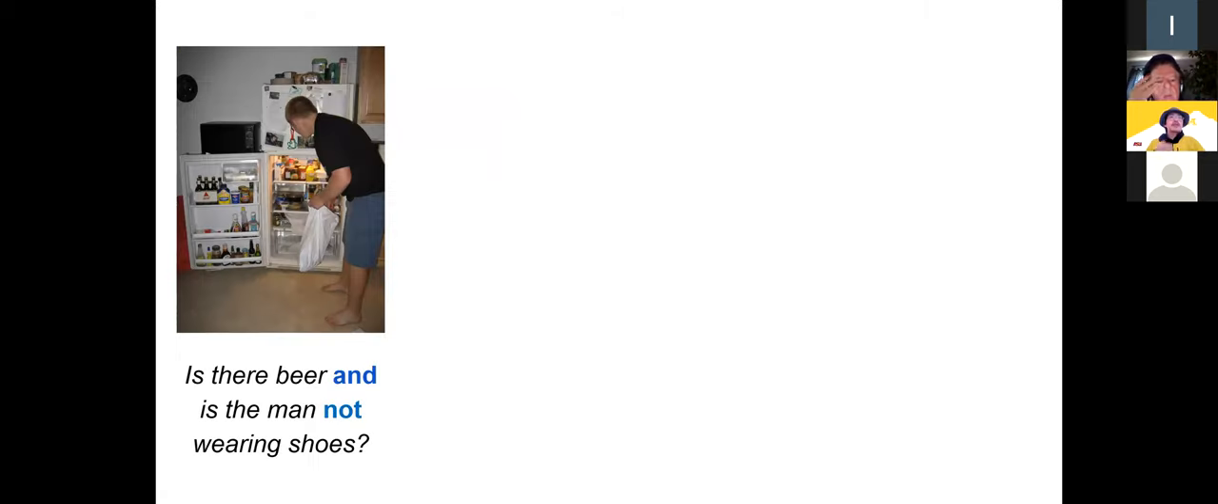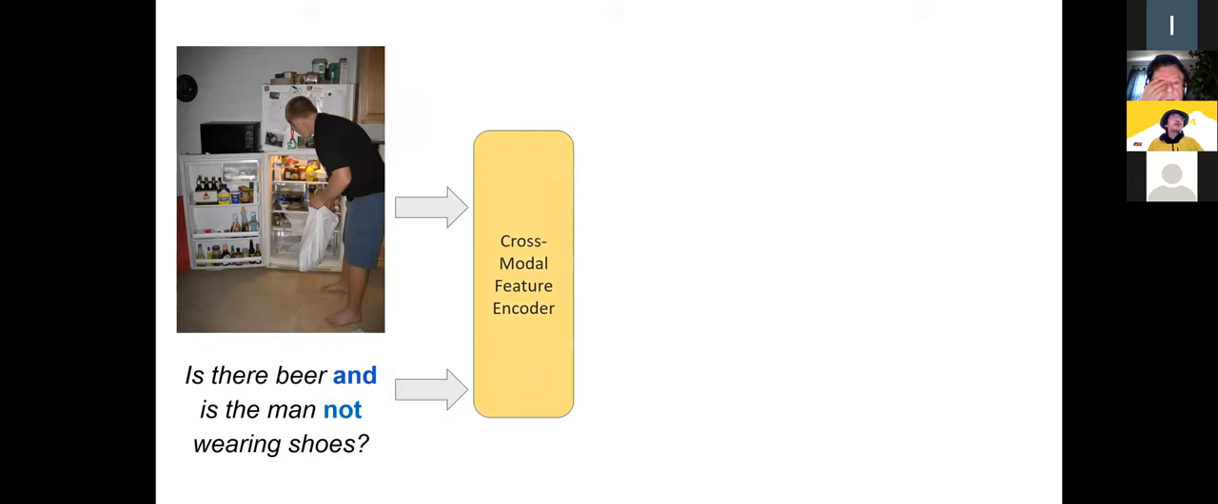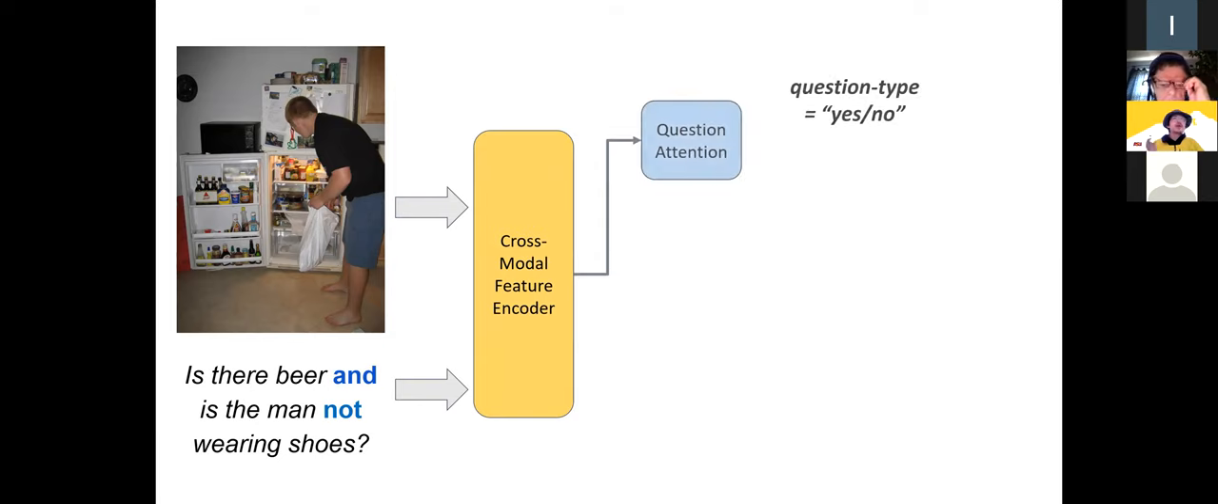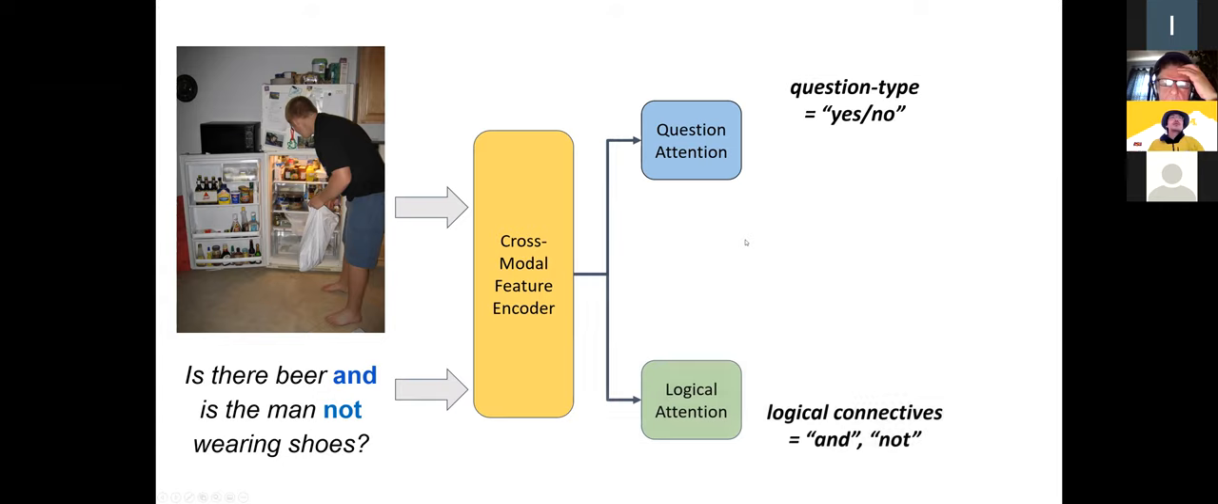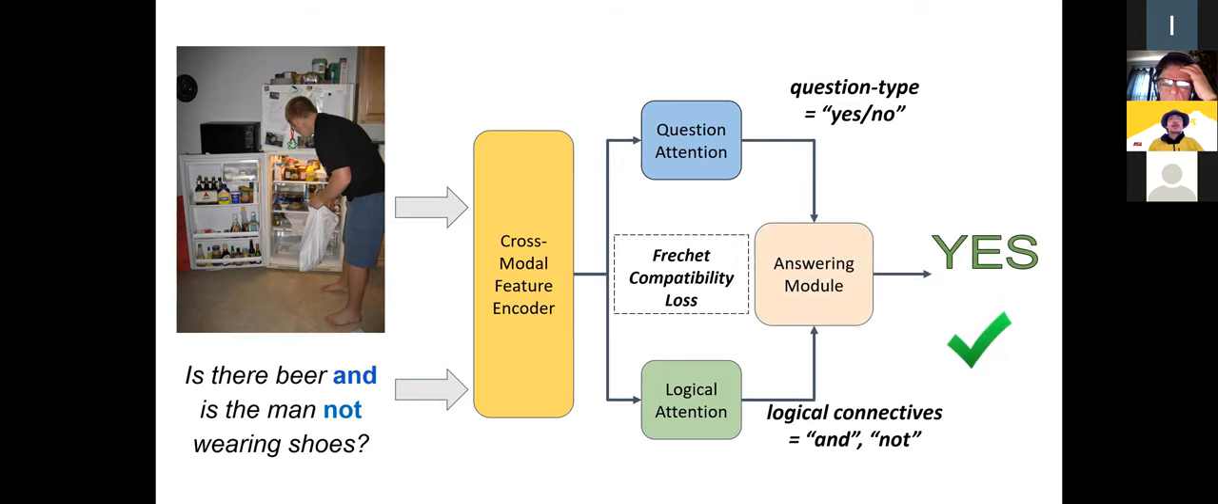So let me talk a little bit about the model. The model basically starts with an image and takes a question. The question is logically connected and goes through a cross-modal feature encoder, a typical feature extraction paradigm. First, it tries to categorize it as a yes and no question, and then gets the logical connections, focusing on logical terms and not extras. And lying at the core of the paradigm is a fairly old classic loss called Fréchet compatibility loss to essentially ensure the training is following the logical connections.